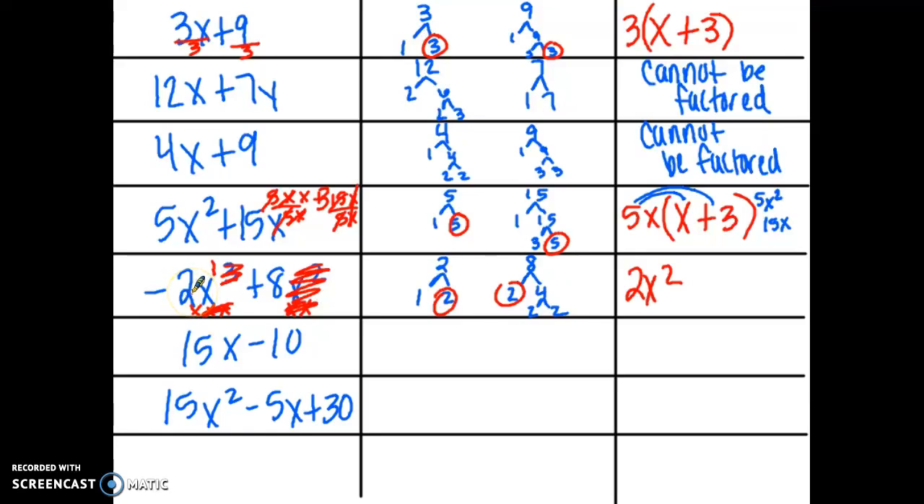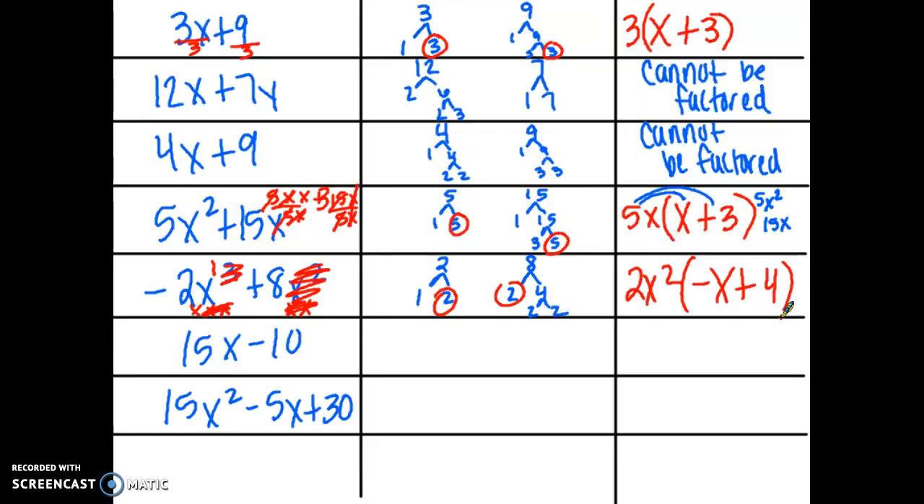Negative 2 divided by 2 is negative 1. I also have an x. Negative 1 times x is going to be just negative x. 8 divided by 2 is going to be 4. So the first thing I did is I found my greatest common factor to see what number will go to both terms.